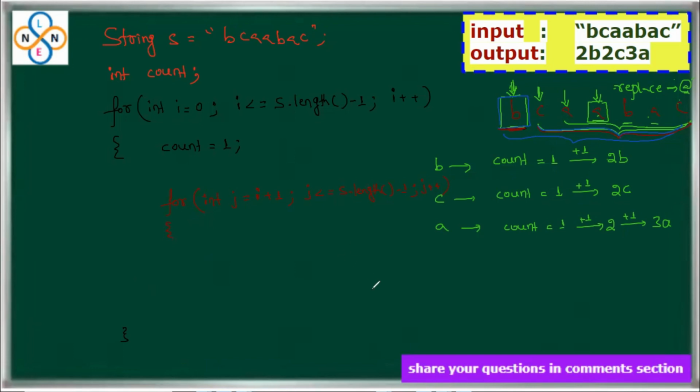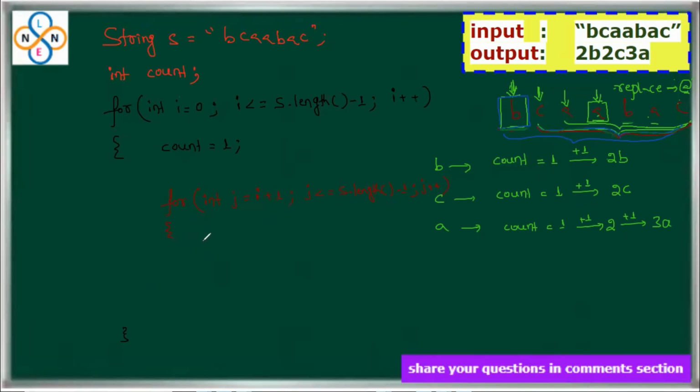What is the purpose of this for loop? To increment the count. When should we increment the count? We have to increment the count if the character present at index position i is also the same as the character present at index position j. For example, if this is i, then somewhere in j, if we get the same character as b, then we have to increment the count.